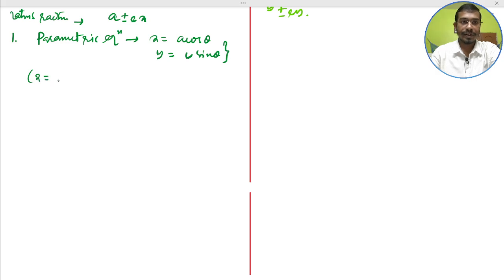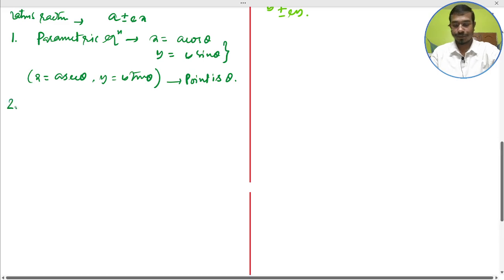And another form, a cos means a sec theta would be satisfied. x equals a sec theta and y equals b tan theta. Okay. This is also a parametric equation. Point is theta. Number 2.